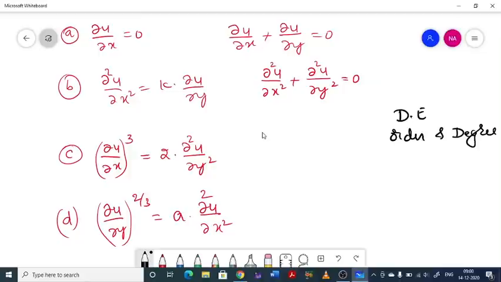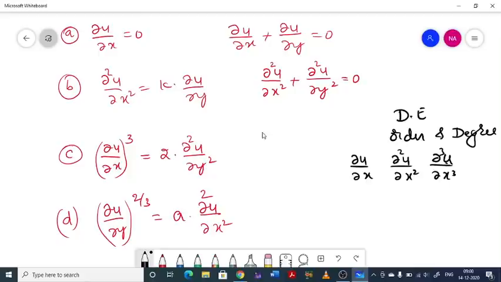See, for a first order differential equation we just write dou u by dou x. For a second order differential equation, dou square u by dou x square, and for third order, dou cube u by dou x cube. The order of the derivative that occurs in the differential equation will be the order of the whole differential equation.